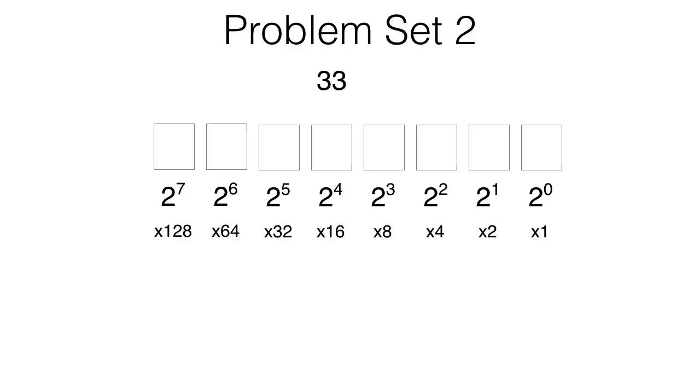33. All right, let's do this one again. How many 128s are in 33? None. Nope, there's no 64s. Yes, there is one 32. Okay, so that leaves me with 1 left over, right? So yes, I have one of those. That would mean, no, I don't have any 16s. I don't have any 8s. I don't have any 4s. I don't have any 2s. Yes, I have a 1. Okay, that's my binary representation of 33.